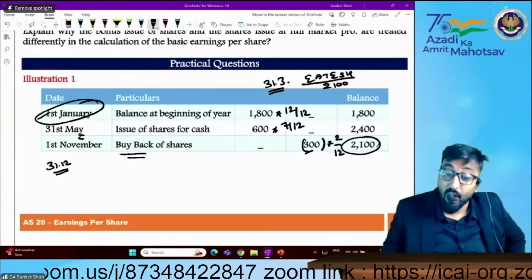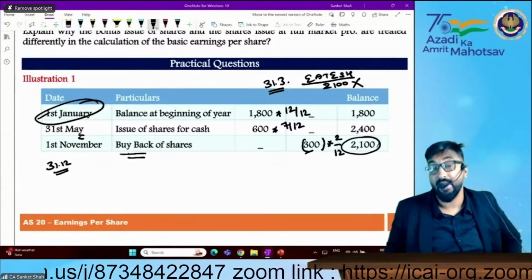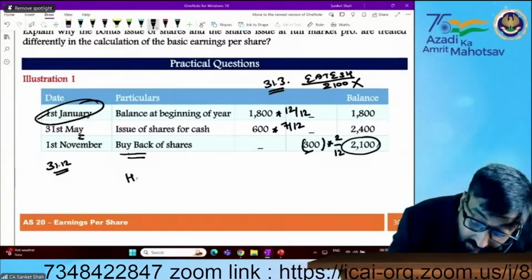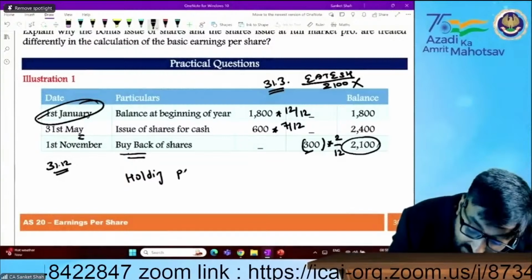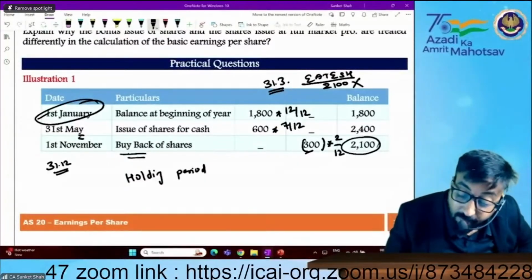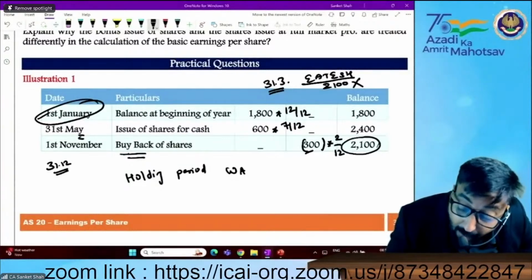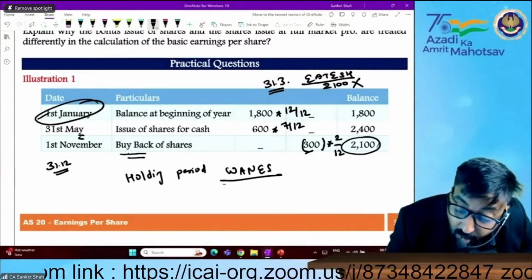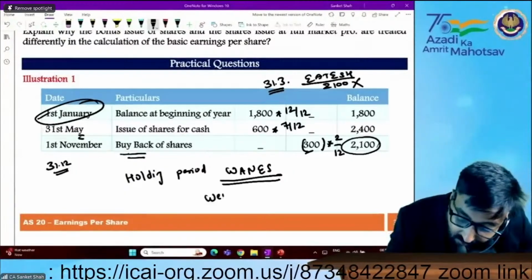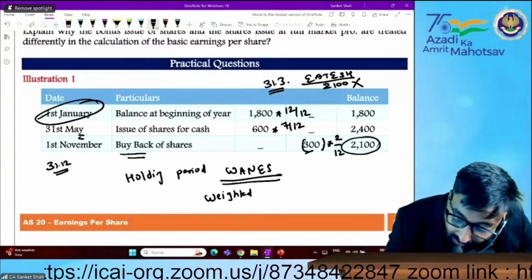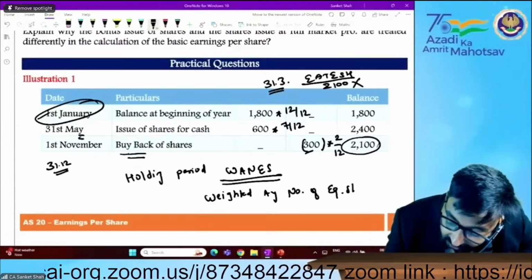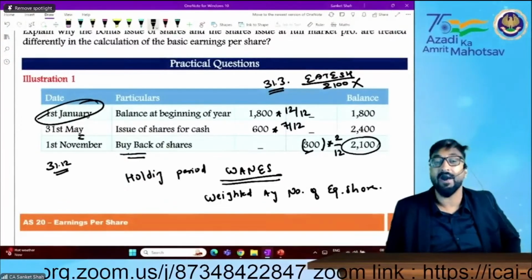So you should not divide by 2100, because your holding period is different. The holding period of these shares is different, and therefore we calculate the weighted average number of equity shares, WANES. What is called WANES? Weighted average number of equity shares.